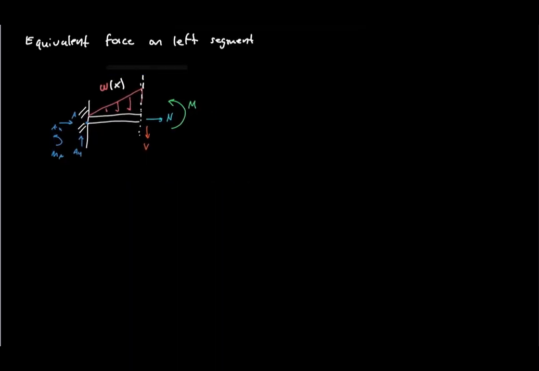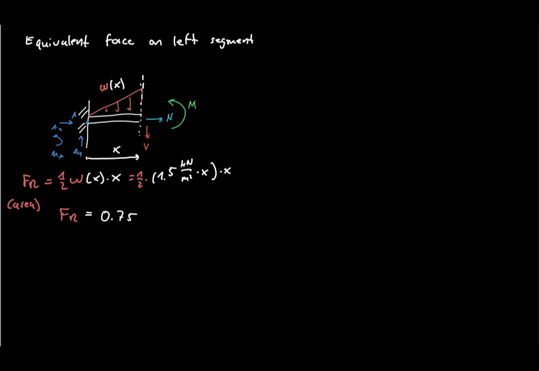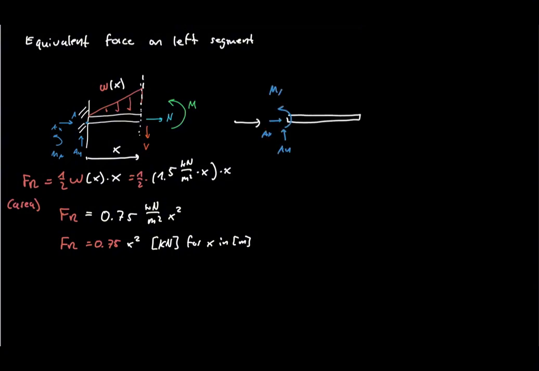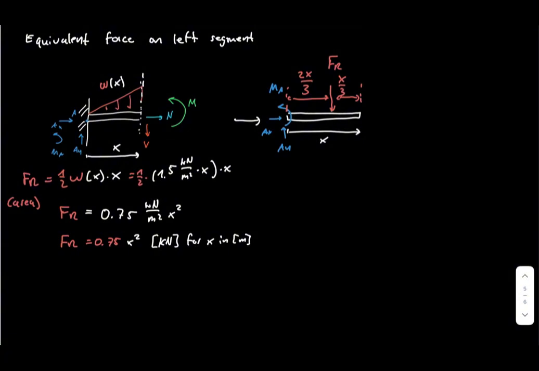The distributed load included on the left segment forms a triangle. Its equivalent force equals 1/2 times its base times its height. The base is x, and the height is 1.5x. Therefore, the equivalent force equals 0.75x squared kilonewtons. This equivalent force acts at the centroid of the triangular load. Since the larger side is located at the cut, the force acts 1/3 of x from the cut, or 2/3 of x from the wall.